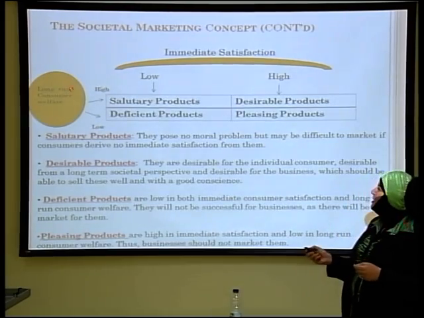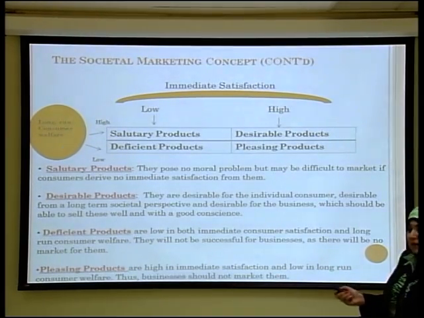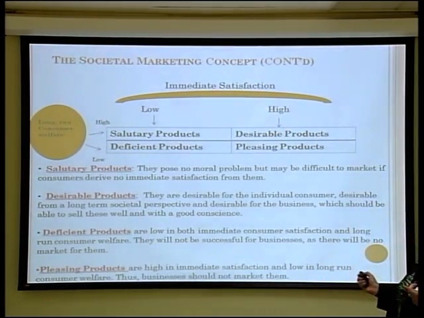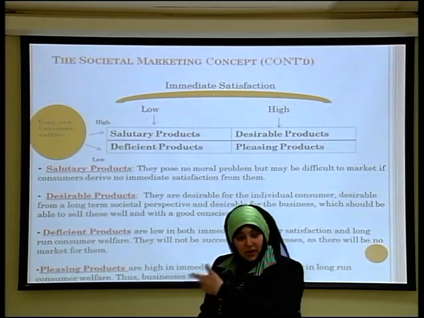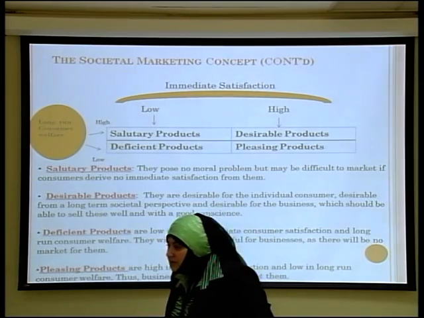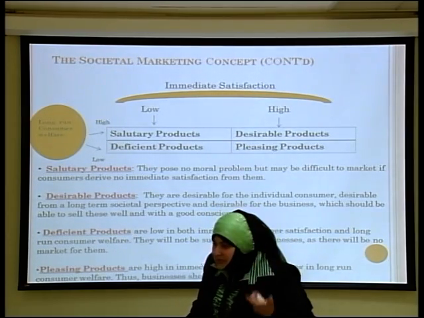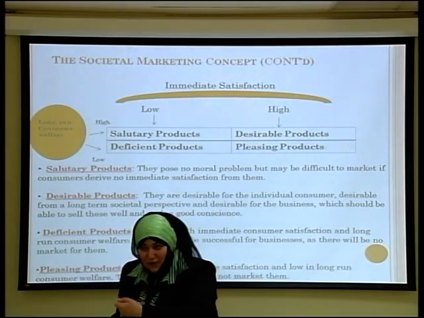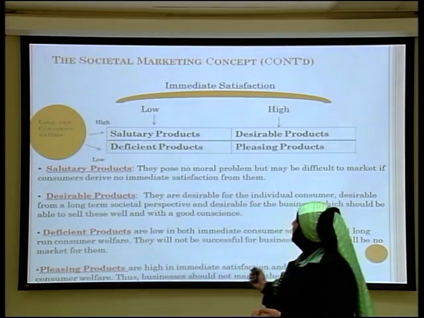Desirable products: high immediate satisfaction, high long-run consumer welfare. High and high, desirable. This is wonderful. High immediate satisfaction and a high level of consumer welfare in the long run. Such as what? For example, good kind of food. Excellent. A healthy meal and a tasty meal at the same time. It's tasty and healthy. So there is immediate satisfaction because it is tasty, and long-run welfare of the consumer because it's healthy. This is a desirable product.